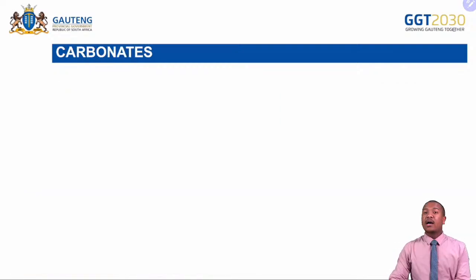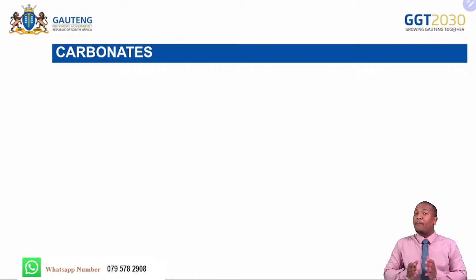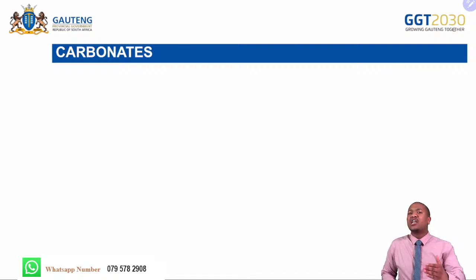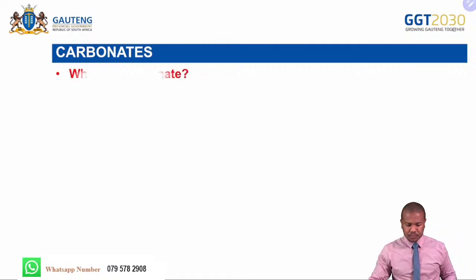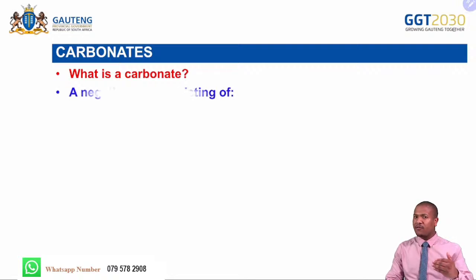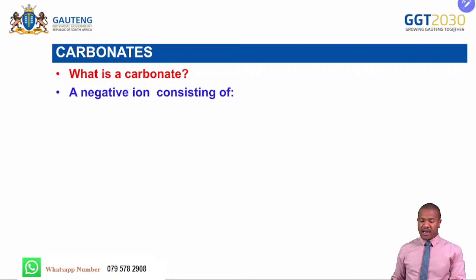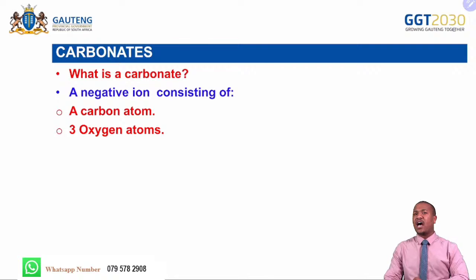Now, carbonates. Now we're getting somewhere, right? Remember, we're talking about the reaction of acids with metal carbonates. We have touched on acids, we have touched on metals. Now we're touching on what? Carbonates, right? So what are these carbonates now? If I may ask, what is a carbonate? Still remember our definition. We said a carbonate is a compound consisting of a carbon atom and 3 oxygen atoms.